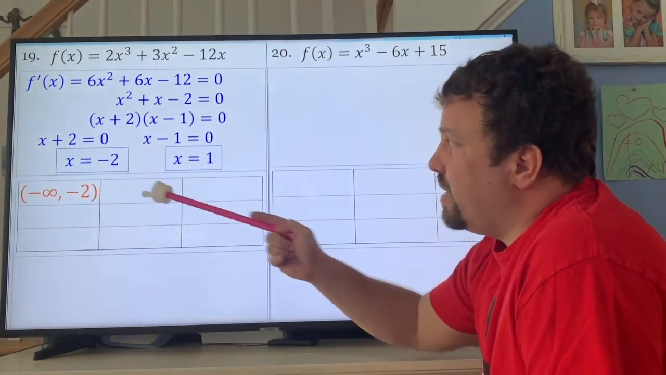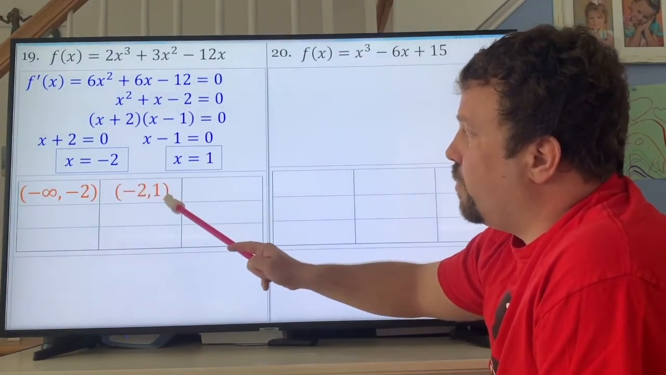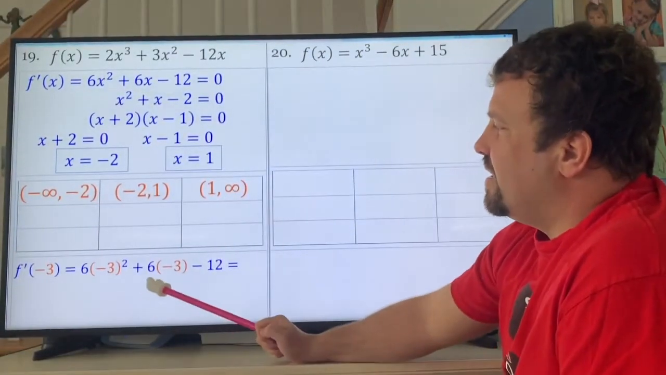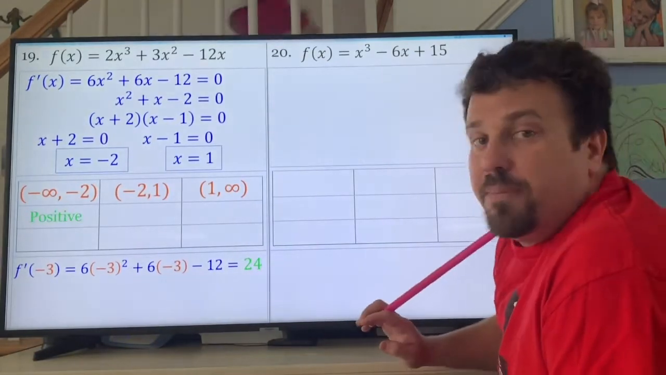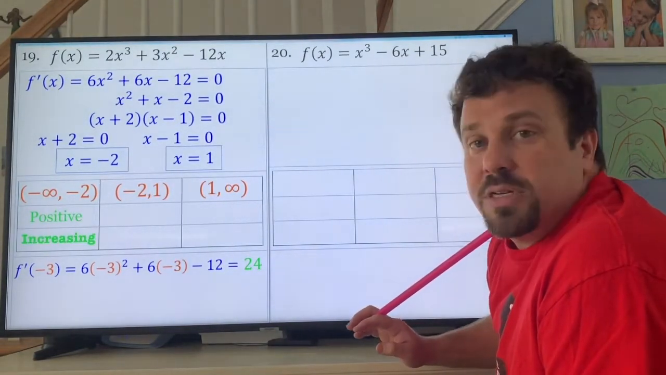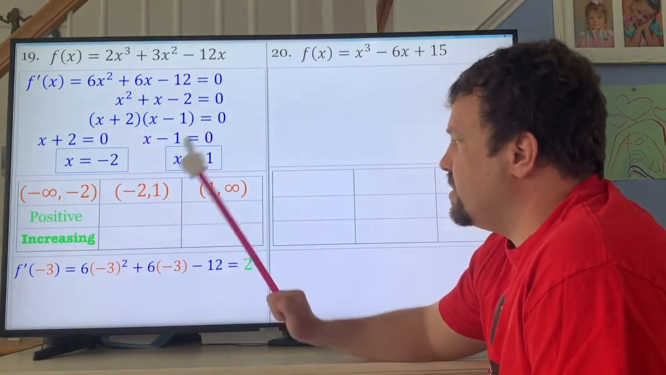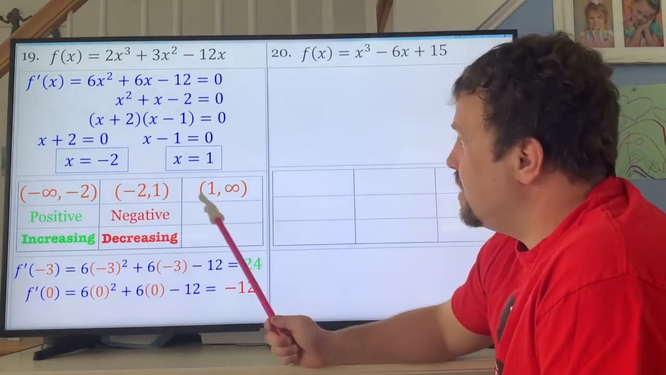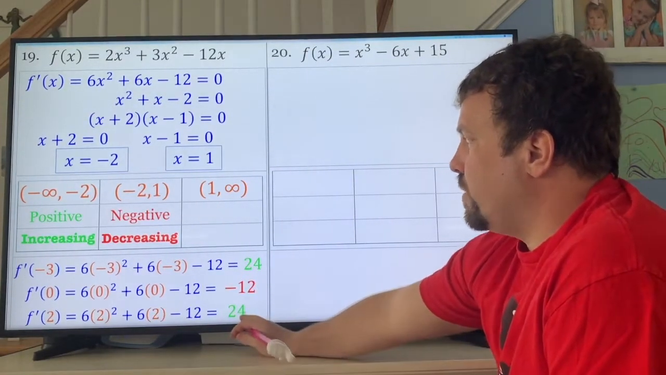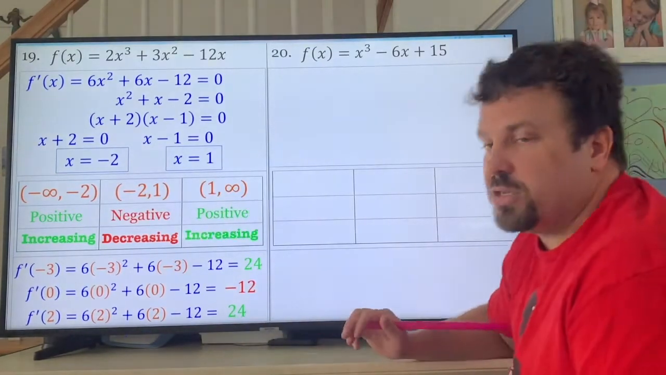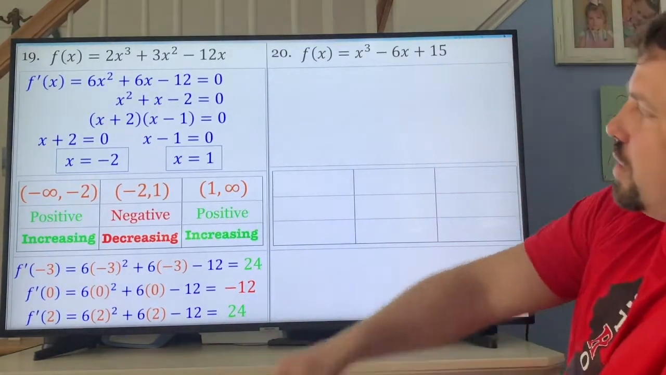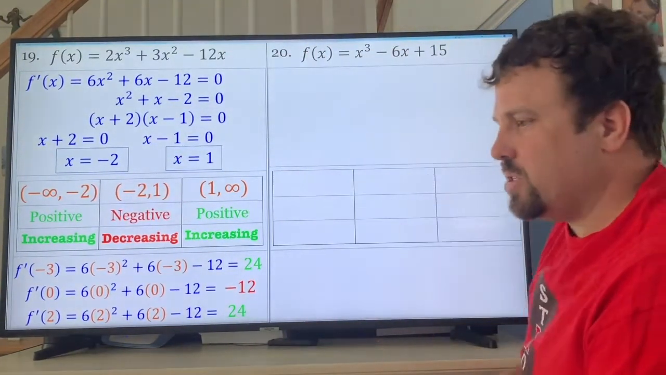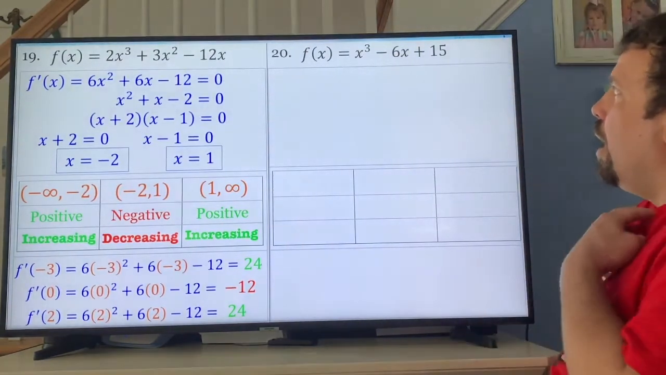So you go from negative infinity to negative 2, negative 2 to 1, and from 1 to infinity. A number between these is negative 3. That gives 24. 24 is a positive number. Positive numbers increase. Right here, a good number is 0. Put 0 in there, you get negative 12. Negative 12 is a negative number. They decrease. Then 2 gives 24. 24 is a positive number, which means your graph is increasing. All right? So your graph's going to go up, down, and up. And you can plug these in to find the actual points if you want. We just know how to do that already, so it's just overkill at this point.